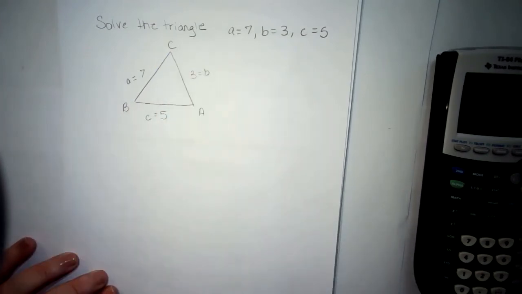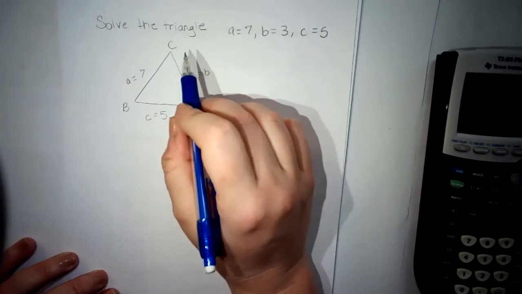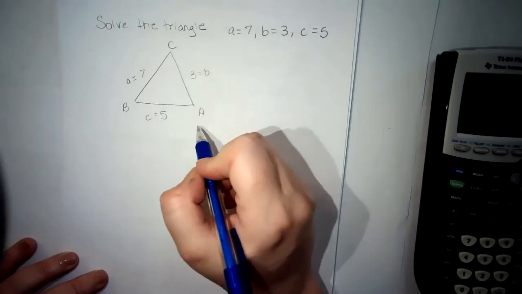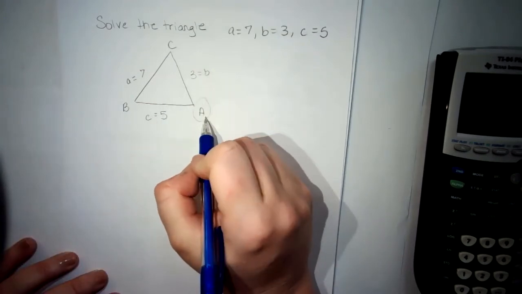Now, here's where you have to make your choice. Which angle am I going to solve for with law of cosines? Keep in mind, it has to be the biggest angle. You're going to solve for A, okay?